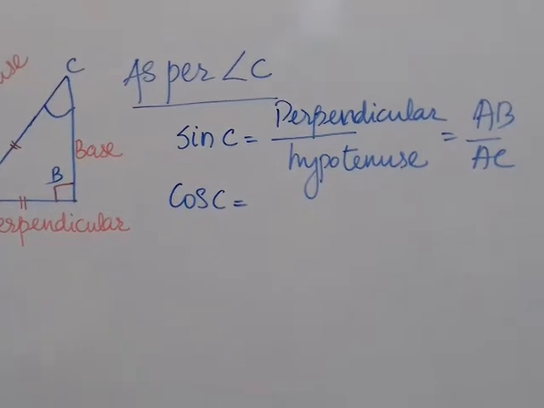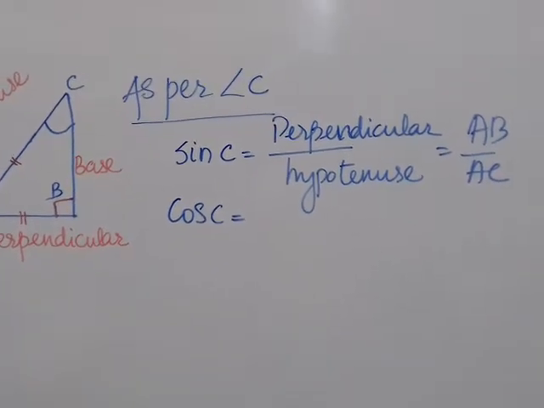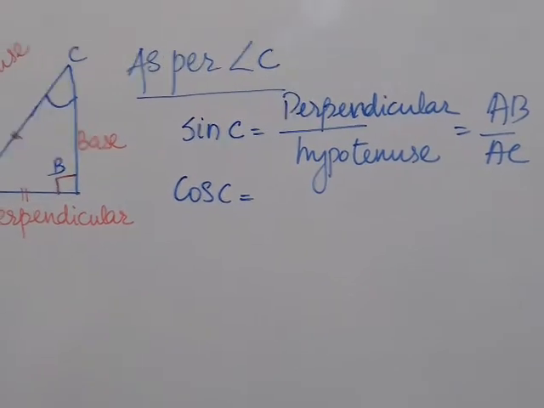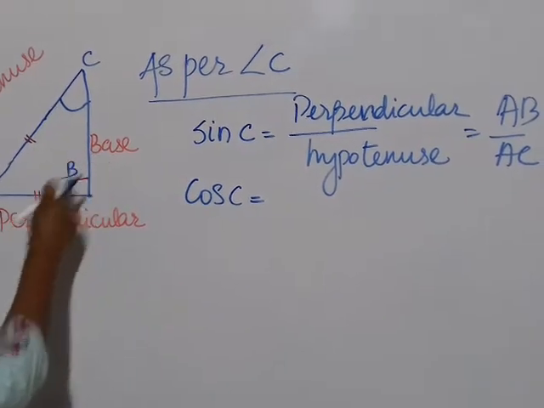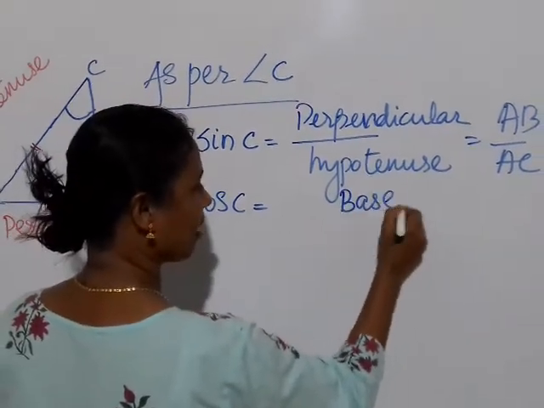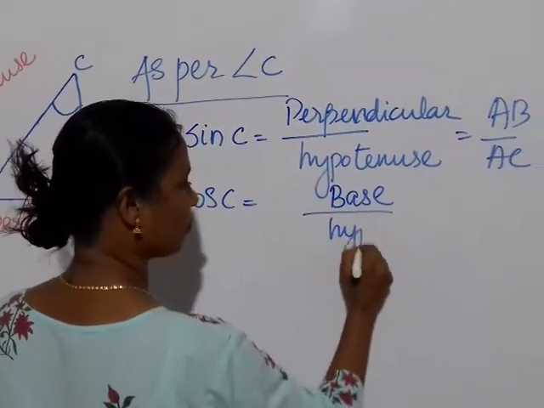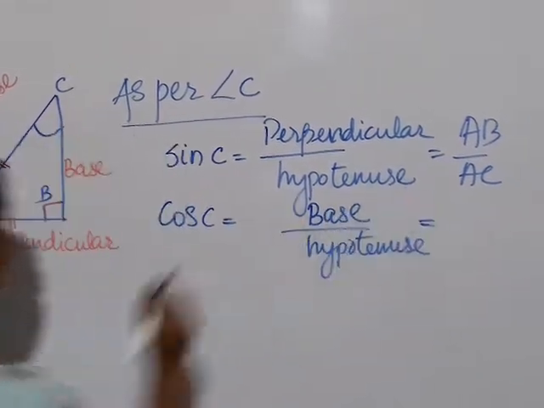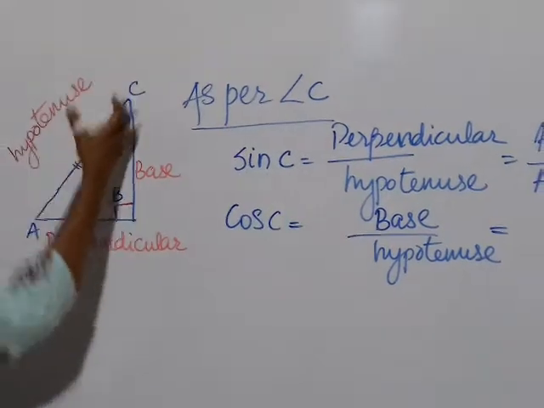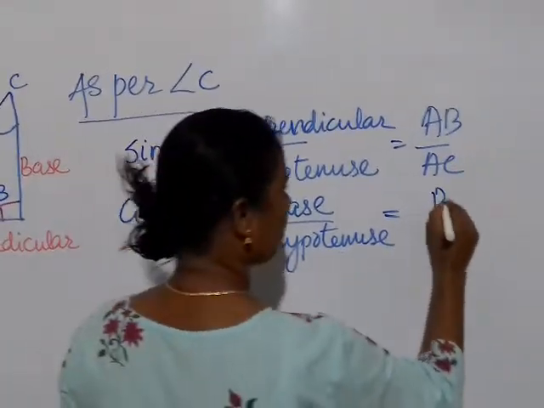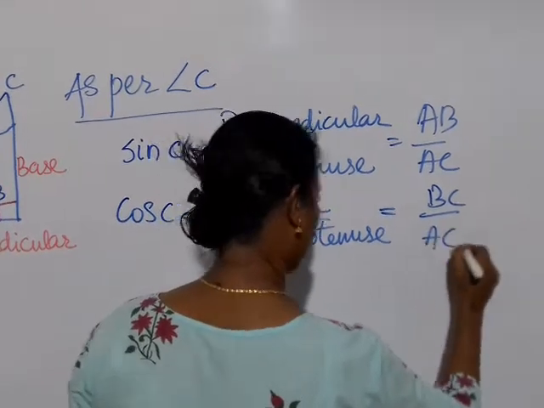Now cos C. Cos C, what is cos? Technique I have given. Badri Har. So B by H. Base by hypotenuse. What is our base? BC. What is our hypotenuse? AC. So BC divided by AC.